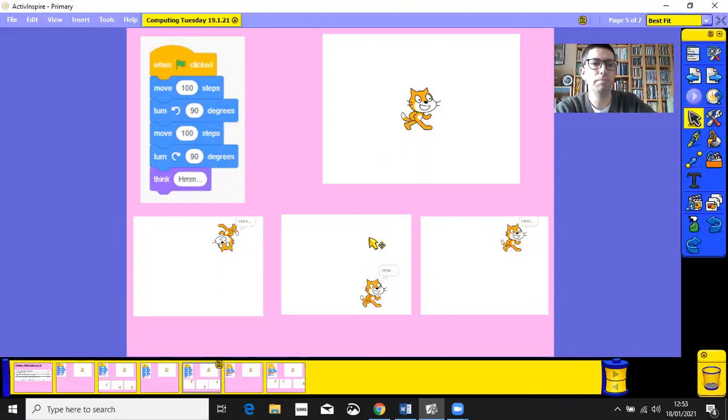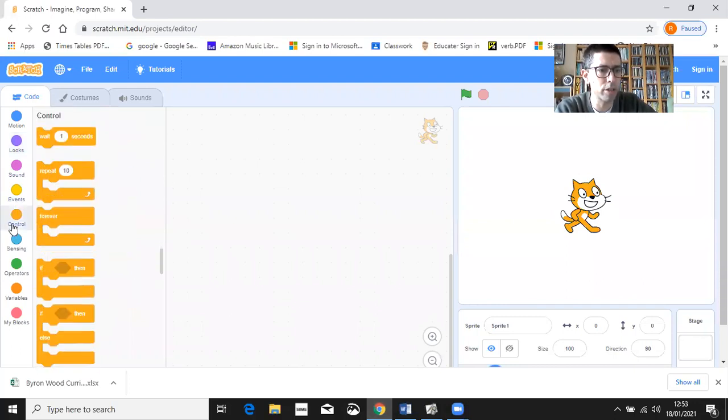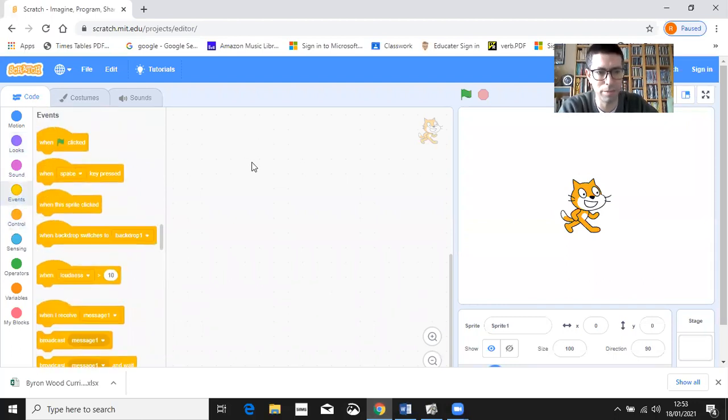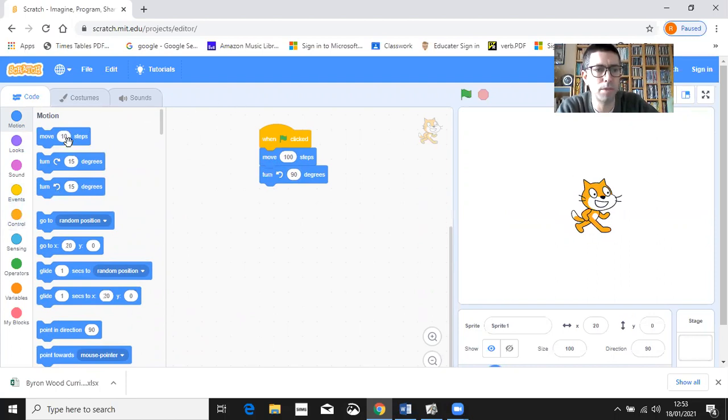Let's check it by recreating that algorithm. So when clicked, that's the orange, the yellow events. When clicked, move 100 steps forwards, 100 steps. Turn anti-clockwise 90 degrees. Then move 100 steps. Okay, 100, right? And then clockwise this time, 90 degrees.